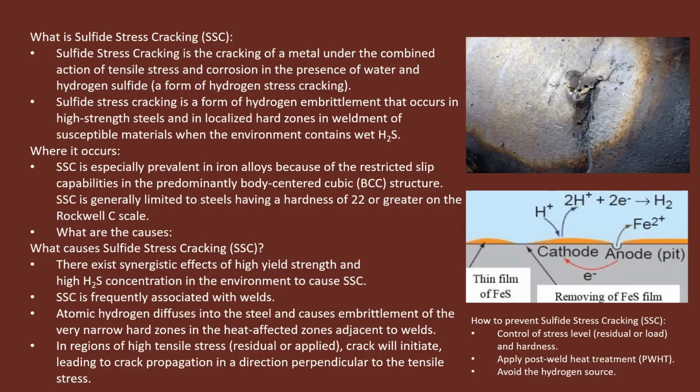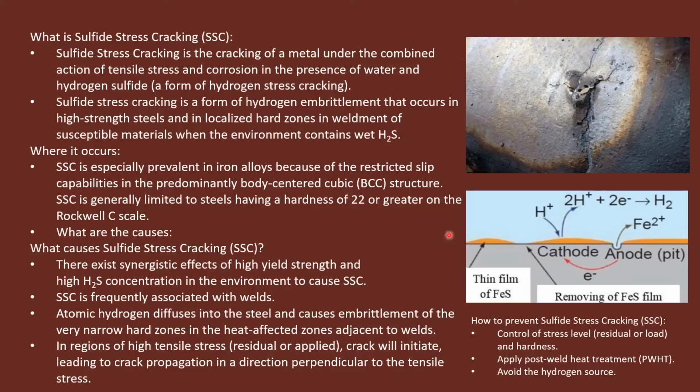In the region of high tensile strength, there will be residual stresses available. Cracks will initiate, leading to crack propagation in the direction perpendicular to the tensile stress. So three conditions will be there: high tensile strength material, heat affected zone, and H2S environment. When these three conditions meet at a single point, there will be hydrogen embrittlement which causes sulfide stress cracking.